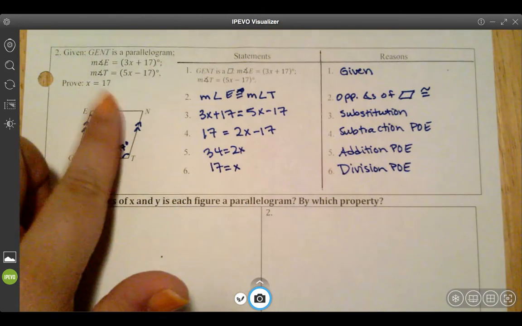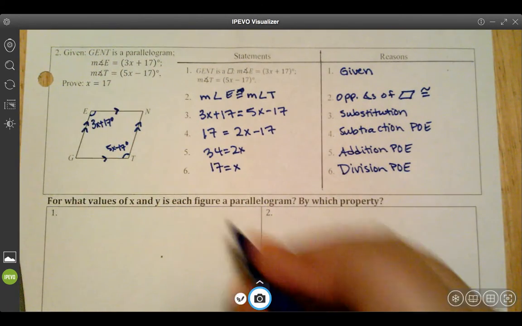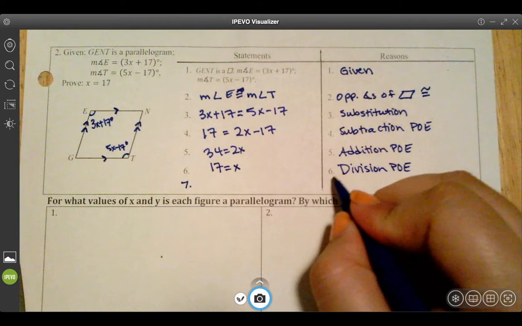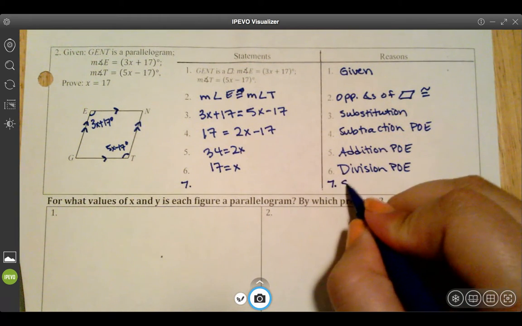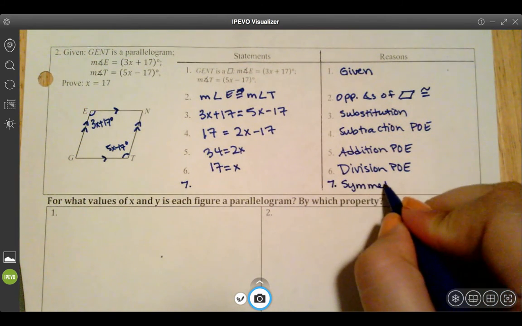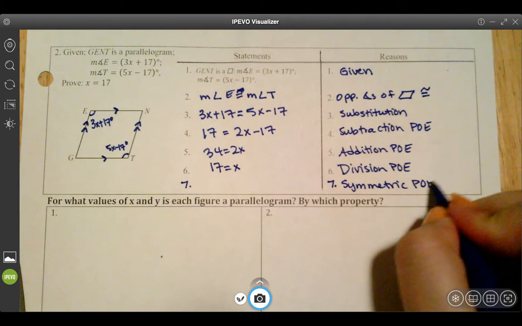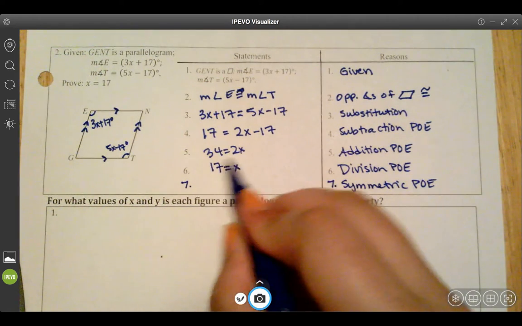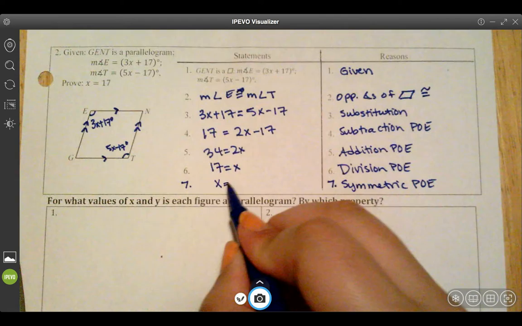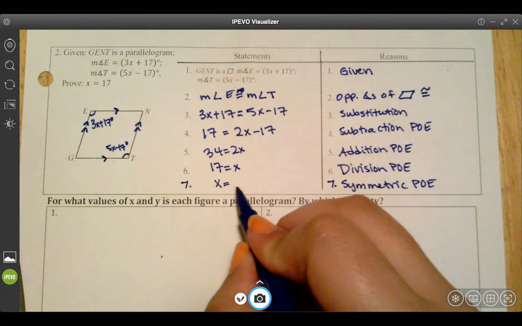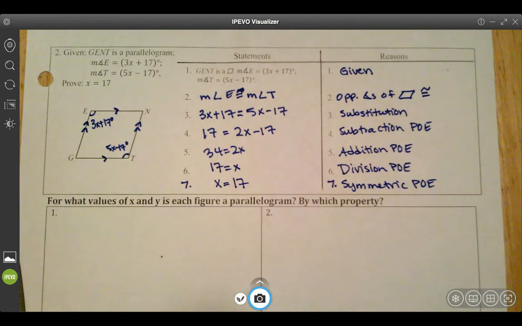But again, we want x to equal 17. So I'm going to add in that step to demonstrate the symmetric property of equality, where we can write it instead of 17 equals x as x equals 17. So we're just switching which side of the equation they're written on. That is what the symmetric property of equality does.